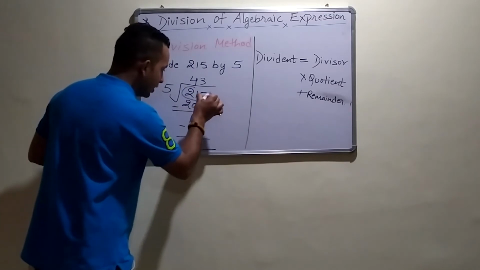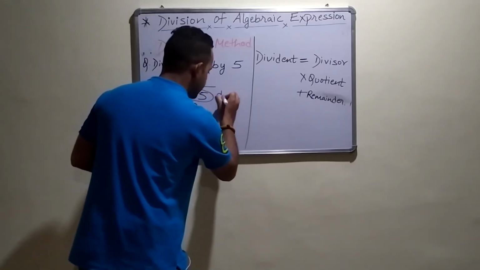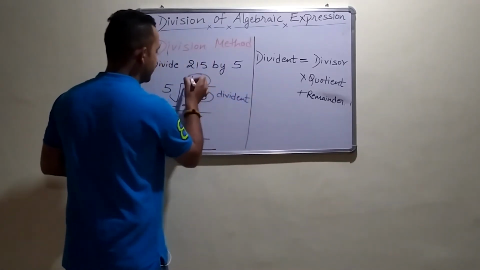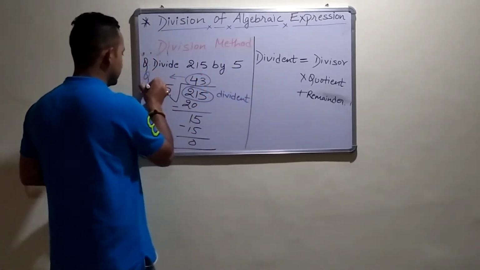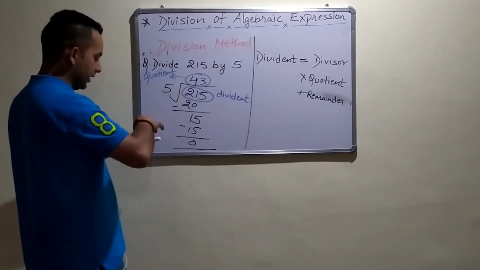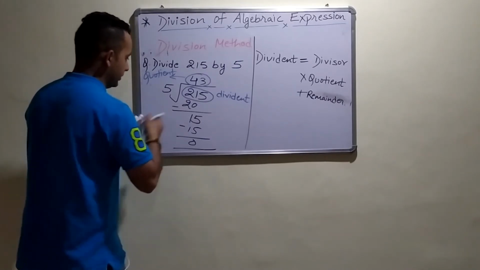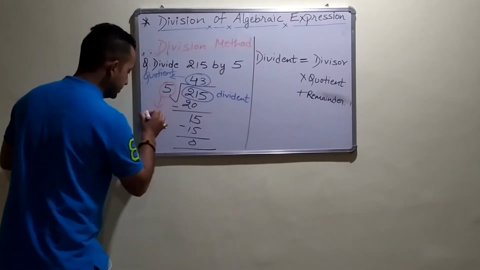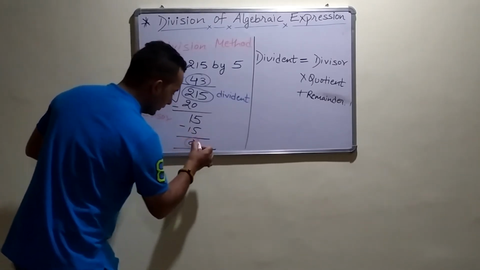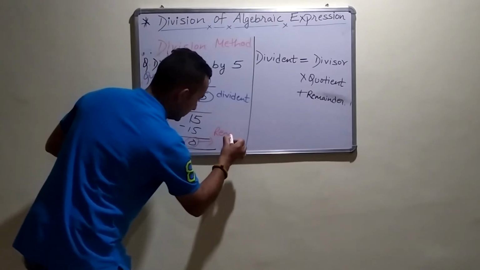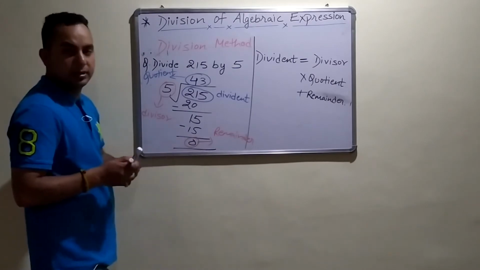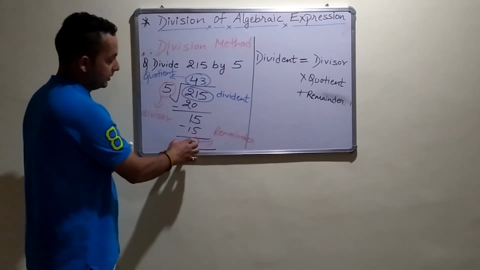So number 215 is your dividend, number 43 is your quotient. Okay class, number 5 is divisor and number 0 is remainder. Right. Okay, remain means whatever left, so remainder is 0.